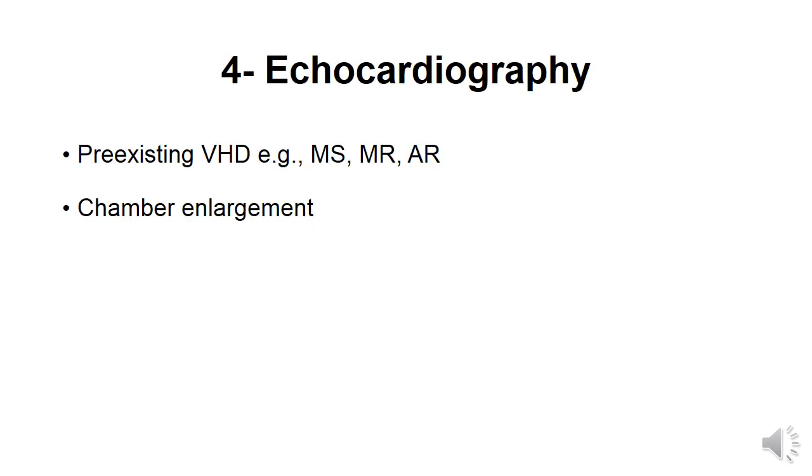Ordering an echo might reveal a pre-existing valvular heart disease, mainly affecting the mitral valve, from mitral stenosis, mitral regurgitation, aortic regurgitation, aortic stenosis, and whatsoever, and the drawbacks of that valvular affection from chain of involvement.